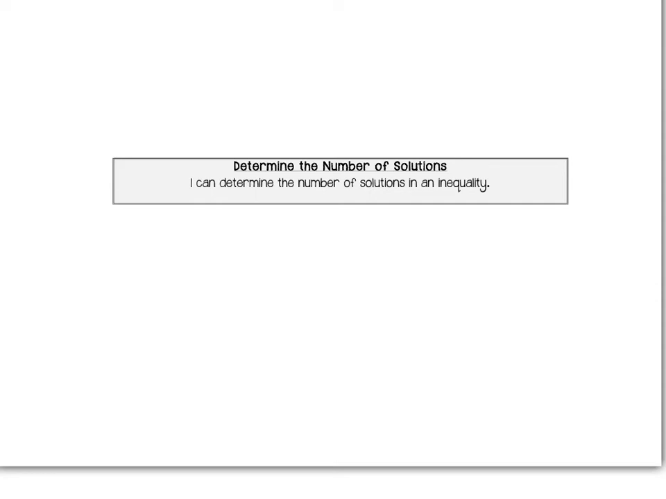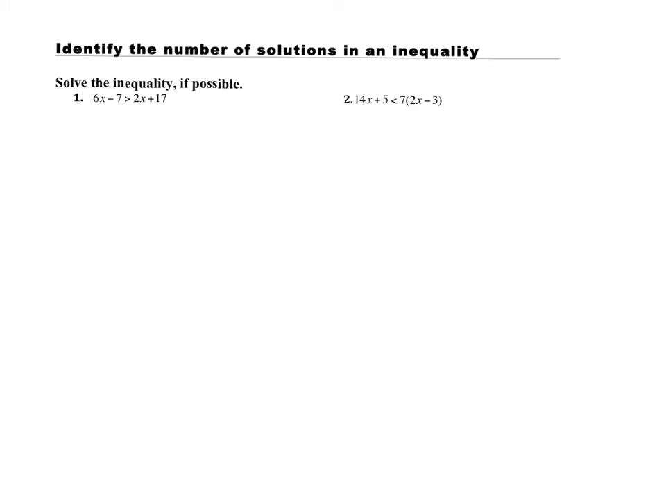In this lesson, we're going to determine the number of solutions in an inequality. Identify the number of solutions in an inequality and then solve the inequality if possible. So we're going to have, I'm just going to rewrite it here so it's a little bit bigger, 6x minus 7 is greater than 2x plus 17.